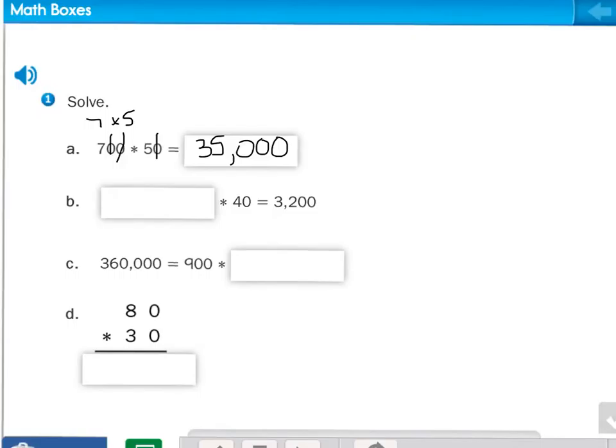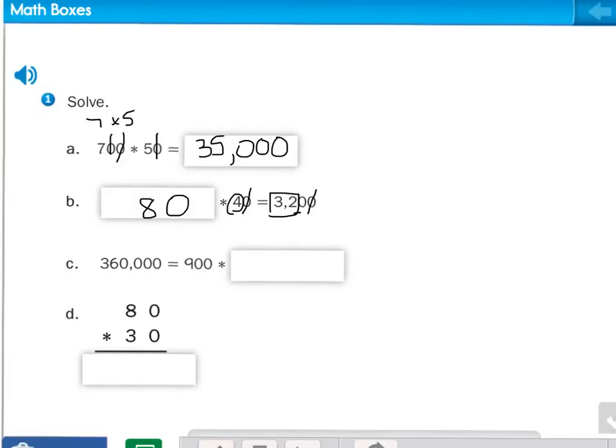B, again, paying attention to what it is asking us. We want something times 40 equals 3,200. And I have 1 zero here and 1 zero here, so I still need one more zero. So I know this answer is going to have a 0 in it. And so now I'm looking at 4 times what equals 32. And we know that 8 times 4 is 32. And so 80 times 40 equals 3,200.